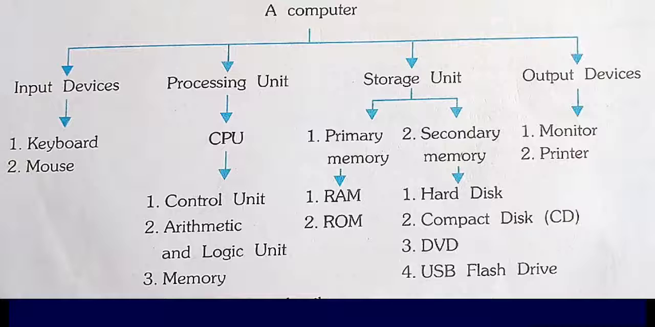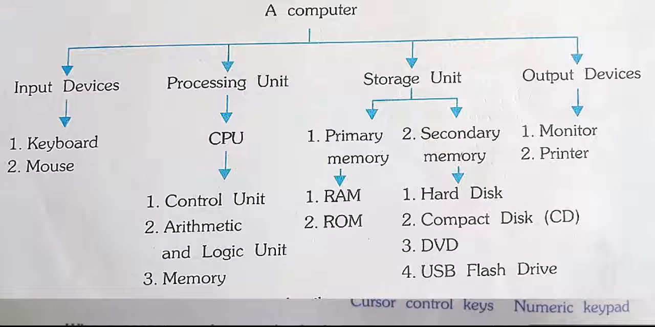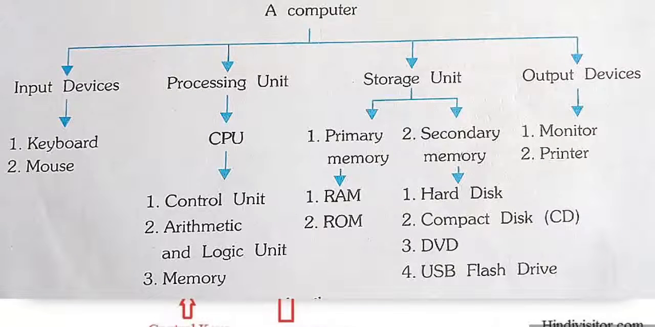Students, look at the picture. At the top of the picture the word written is computer. A computer is what? A computer is an electronic machine that is made up of devices or components that are used for input, processing, storage and output. So let us discuss one by one: the input devices, the processing unit, the storage unit and the output devices.